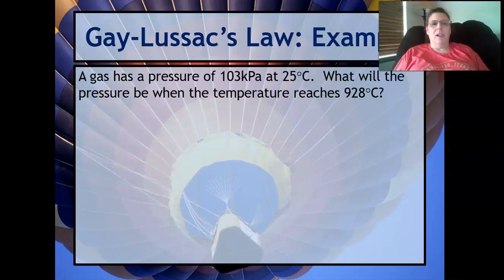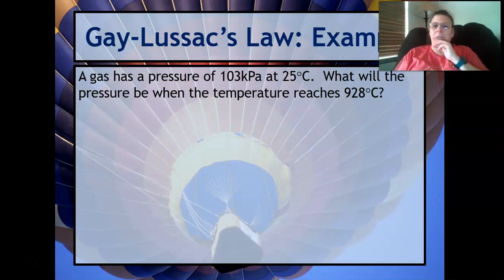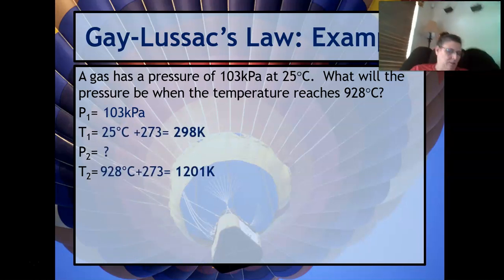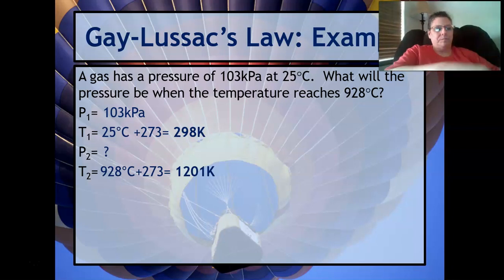All right, so here is an example. Your gas has a pressure of 1.3 kilopascals at 25 degrees Celsius. What will be the pressure if the temperature reaches 928 degrees Celsius? Well, the first thing I like to do is write down all my variables, P1, T1, P2, T2, and then start plugging in all my stuff. If you notice, I already converted the pressure and the temperature.